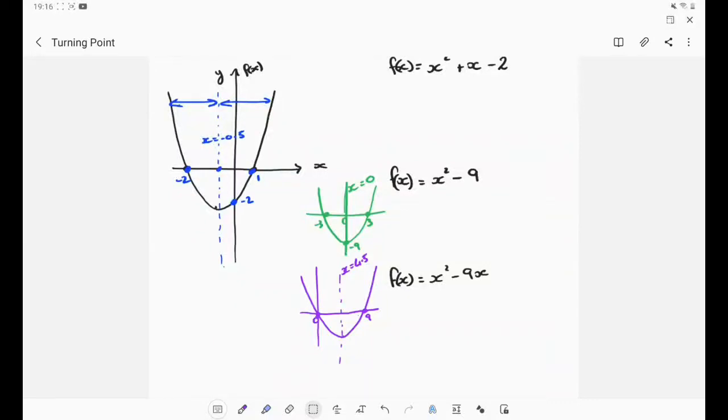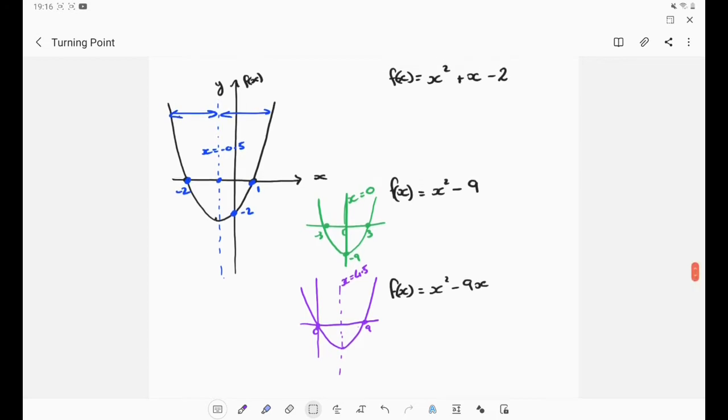So far, we've looked at how to find the roots, the y-intercept, and the axis of symmetry. The last big characteristic we're going to look at is the turning point, and in the next video we're just going to have a brief look at how to tell if you have a maximum or a minimum turning point.